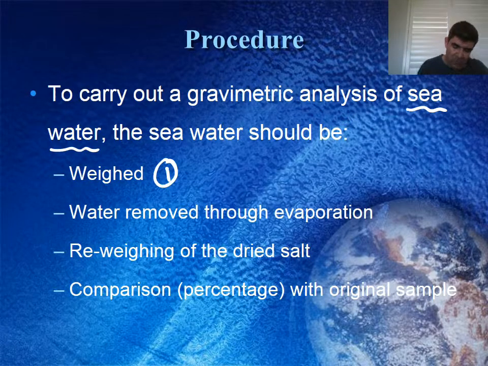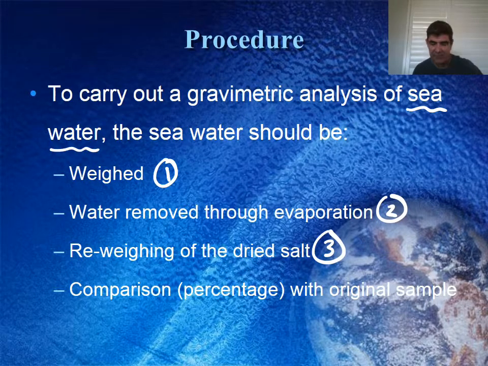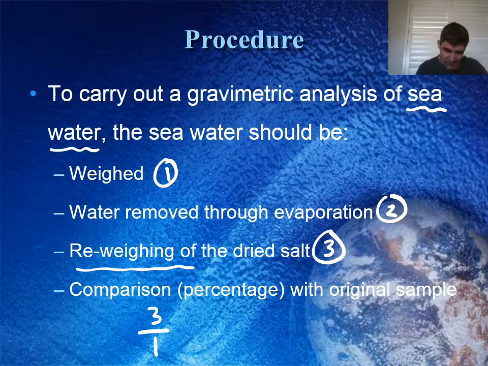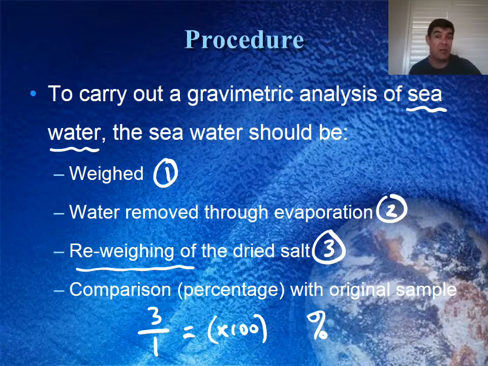So the first step would be to weigh the sample. When we collect our sample of seawater, we need to weigh the entire sample. The second step will involve the removal of the water through evaporation and recovery of a dried salt residue. So we will have the salt left in our evaporating basin, for example. The third step will be to weigh just that salt component of the mixture. And then by comparing 3/1, we will end up with a fraction which we can convert through multiplication by 100 into a percentage composition for the salt in the salt water.